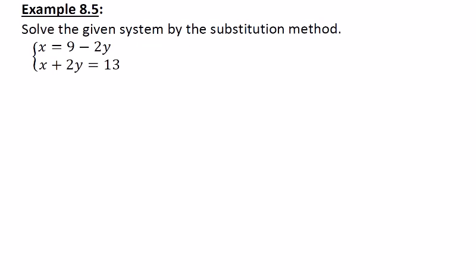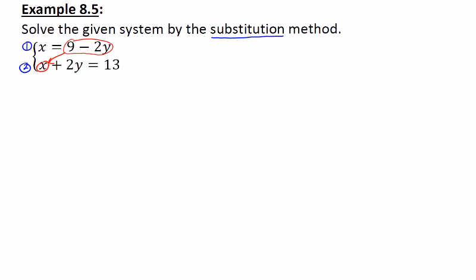Example 8.5 says solve the given system by the substitution method. And this particular system is set up pretty nicely. If I look at equation number 1, I'll notice that it already has x equals 9 minus 2y. So I should be able to just directly substitute that in for the x in the second equation.